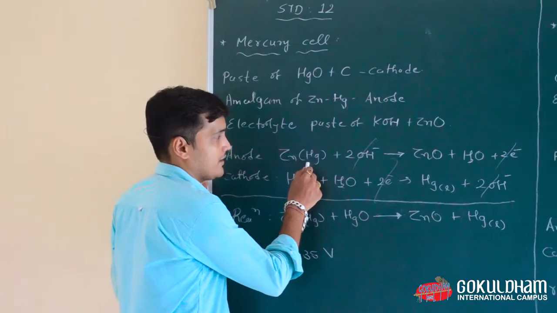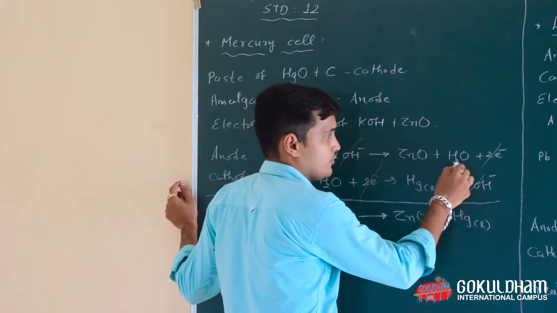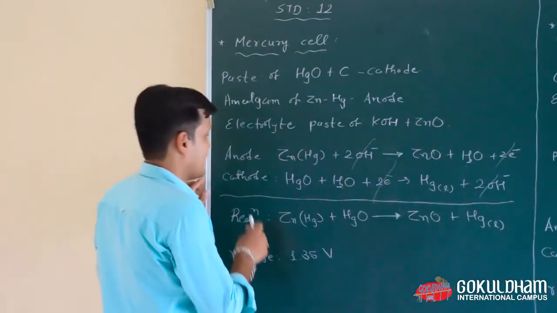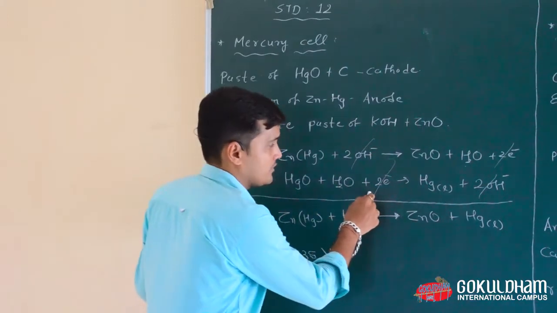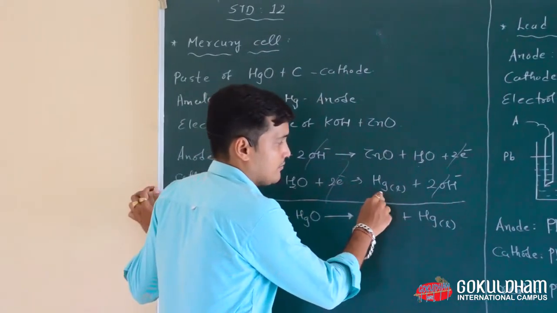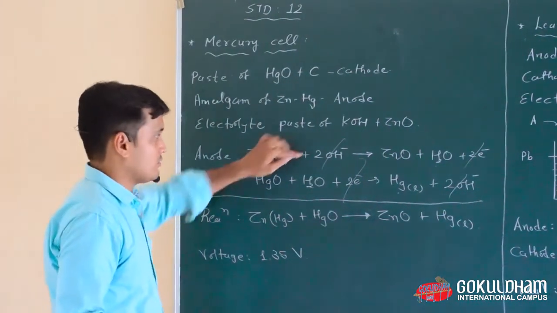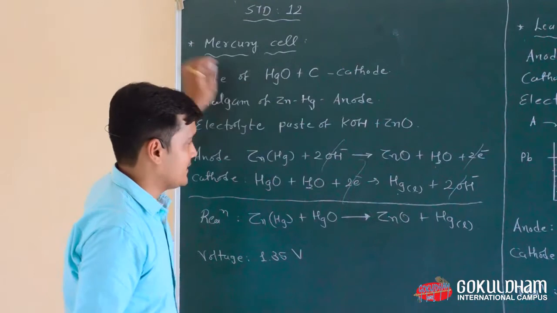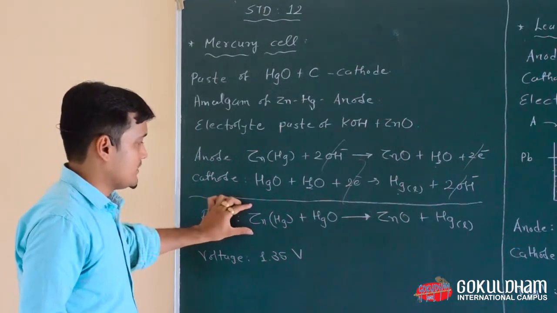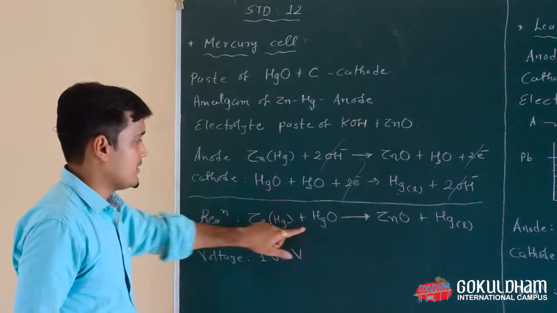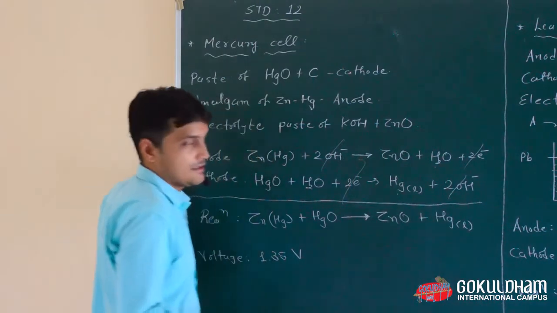zinc and mercury amalgam plus 2OH⁻ gives ZnO plus H2O plus 2 electrons, and on the cathode side mercuric oxide plus H2O plus 2 electrons gives mercury metal plus 2OH⁻. The 2OH⁻ and 2 electrons cancel out on both sides, and the overall reaction becomes zinc and Hg amalgam plus mercuric oxide gives ZnO plus Hg metal.